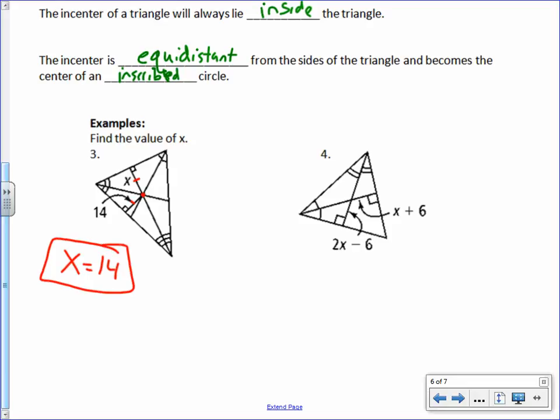If we're assuming this is the incenter, because they are angle bisectors, then 2x minus 6 has to be equal to x plus 6. When we subtract x from both sides, you get x over here. You add 6 to both sides. It's going to be equal to 12.